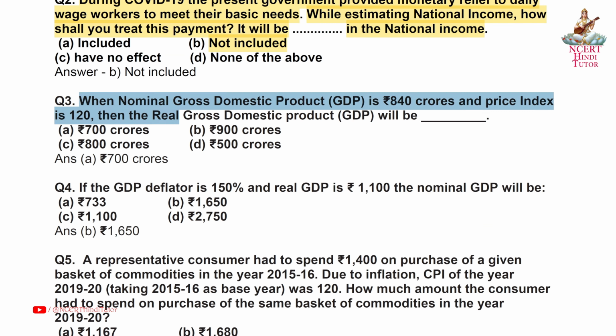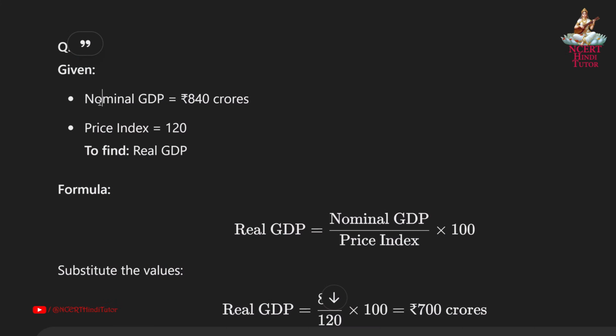Question 3. When nominal gross domestic product, GDP, is 840 crore rupees and the price index is 120, then the real gross domestic product, GDP, will be. Answer. Given nominal GDP is equal to 840 crore rupees, price index is equal to 120.